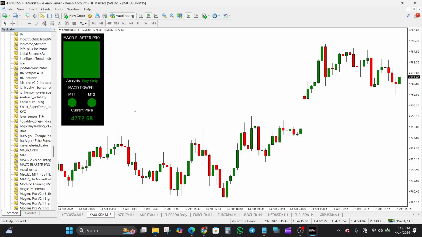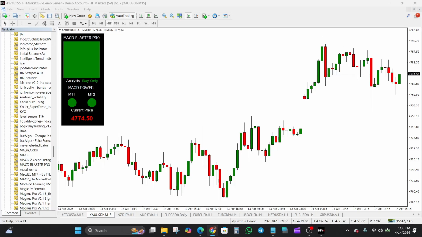Okay, so this is how the indicator looks like. All right, the indicator helps us to identify the prevailing momentum in the market, and it also gives us precise signals. Right now we can see that we have a buy signal. Okay, so we have a buy signal, and we are also seeing the current price being displayed. So the indicator will not only give you the signal, but it also shows you the current price, right?